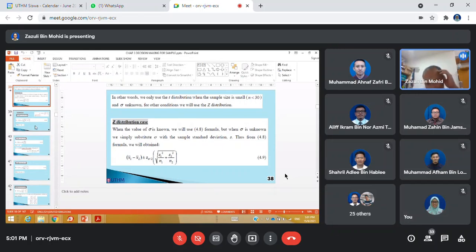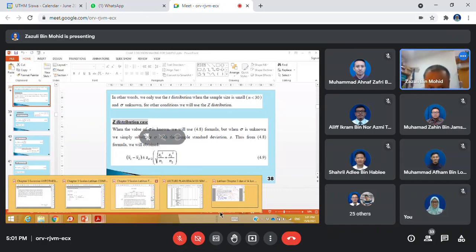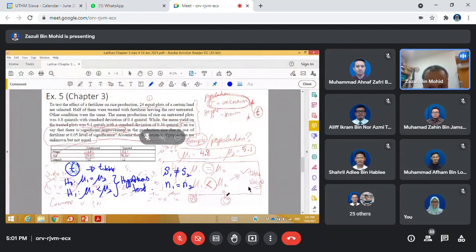Okay. Soalan dia suruh kira interval. The question is asking you to calculate whether it is larger or smaller. It is hypothesis. Dia tahu apa hypothesis? Soalan, the question is: assume that can we say that there is significant improvement in production? So we have to do the hypothesis.